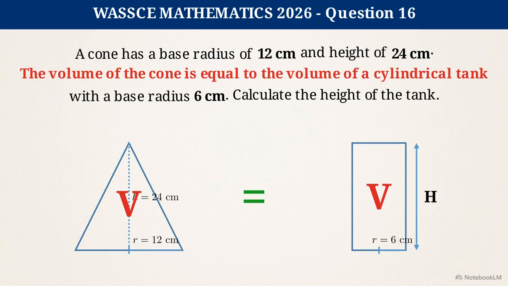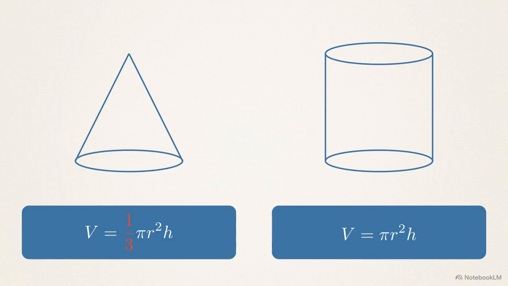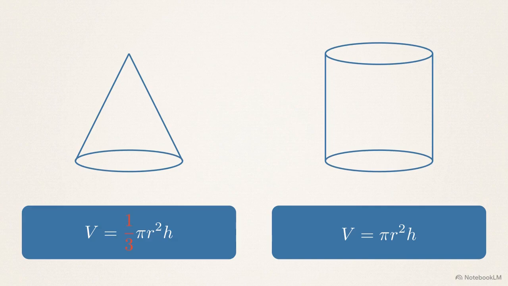The volume of a cone is 1/3 πr²h. The volume of a cylinder is πr²h. The cone's formula includes 1/3 because it takes exactly 3 cones to fill a cylinder with the same base and height. We substitute our values into each formula.